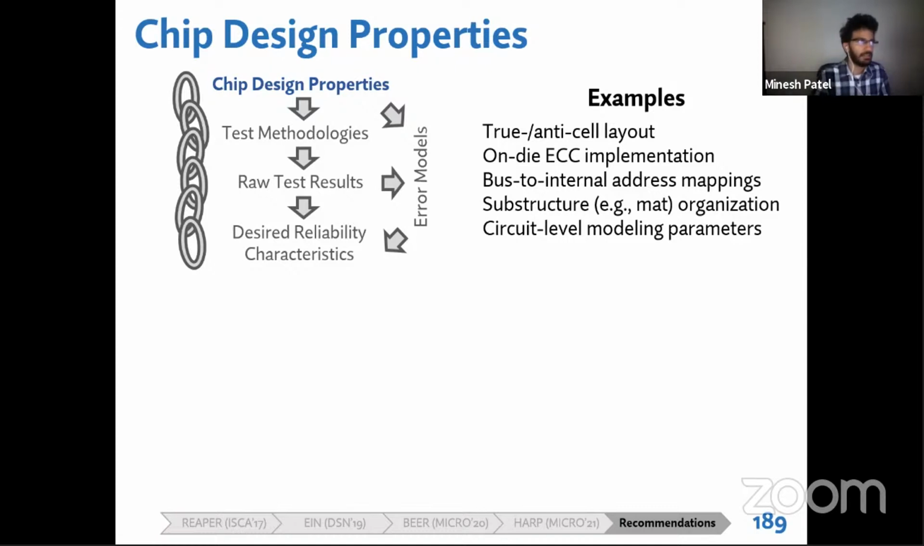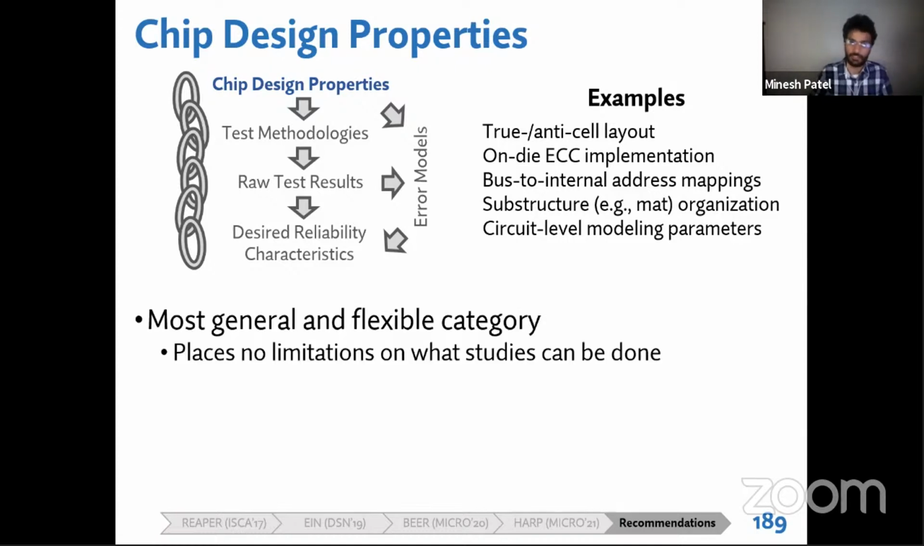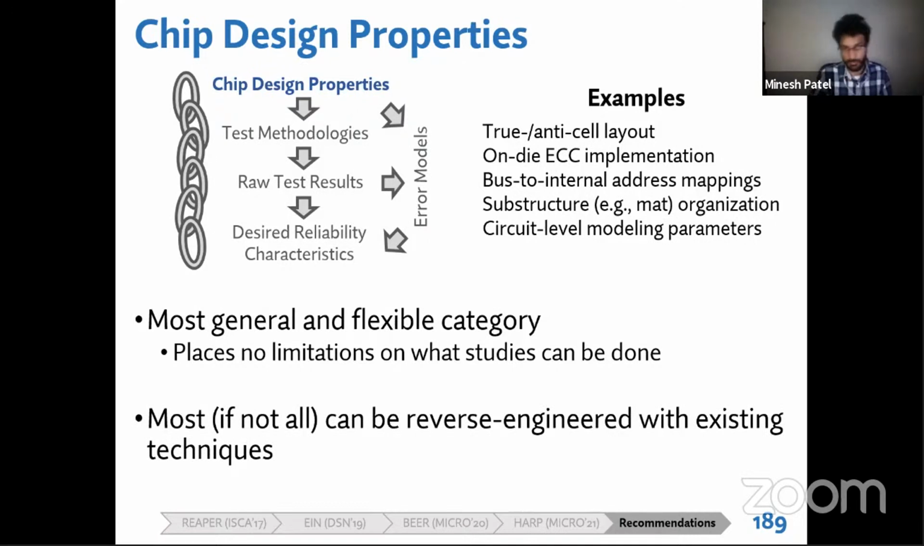Now, chip design properties is essentially the most general and flexible category because it does not place limitations on what sort of studies can be performed with this information. We note that most, if not all, of this information can be reverse engineered with existing techniques. And so revealing this information at least is not a problem from the perspective of having this information be obfuscated or secretive.